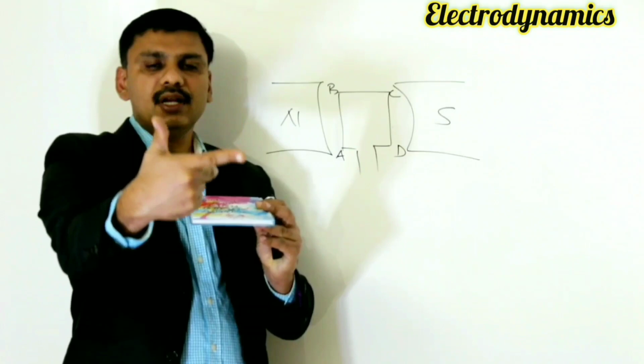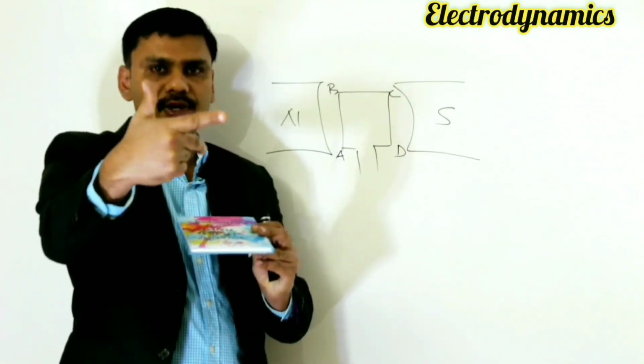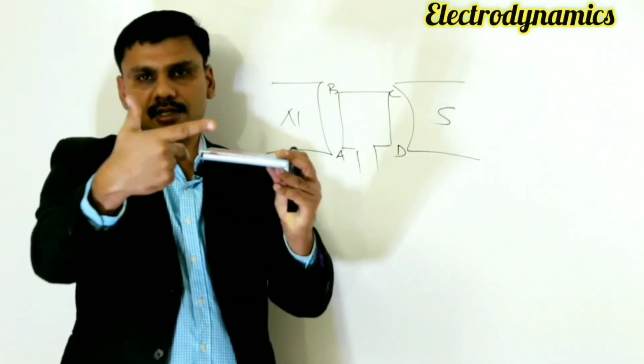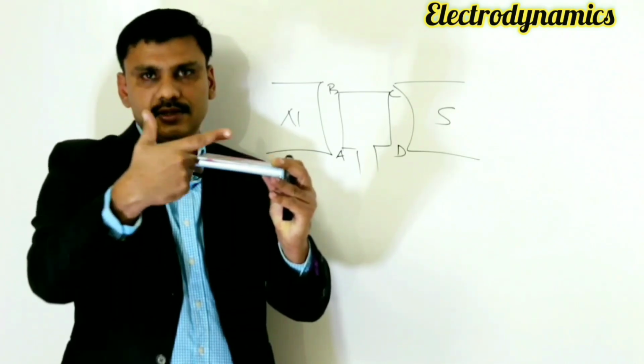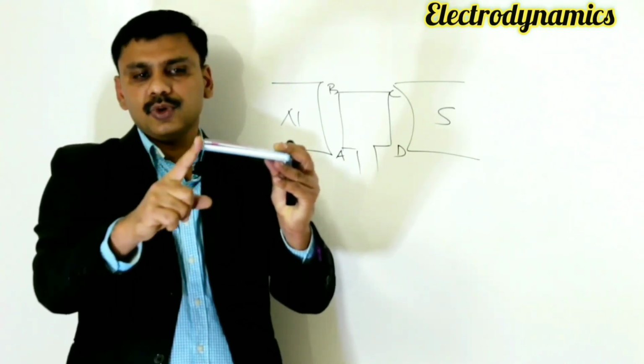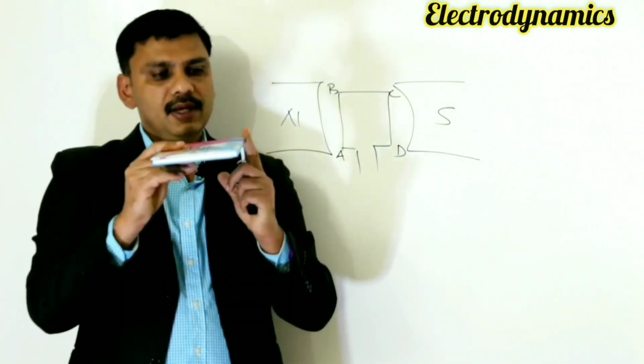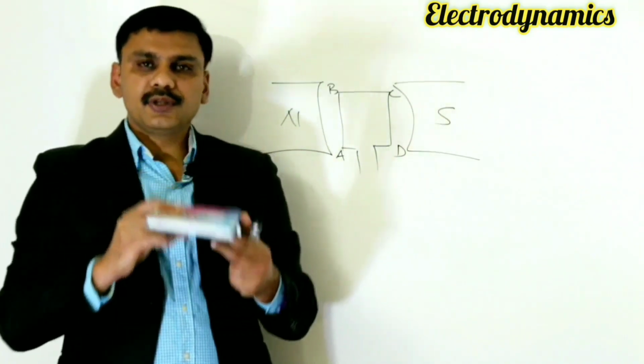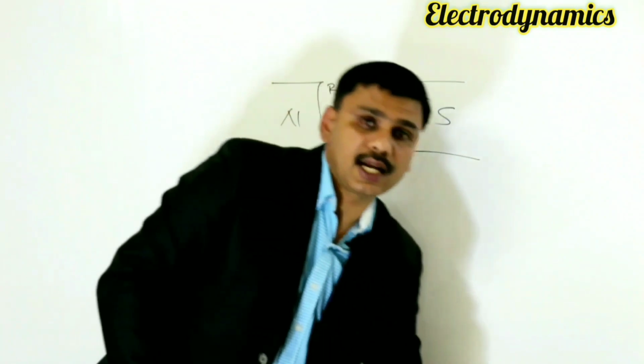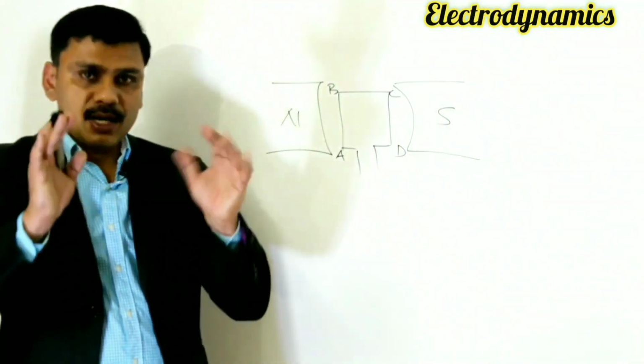Then the middle finger is in this direction. So the current flowing through this side will be like this, and this side will be like this. So this way you can find out the direction of induced current from a diagram.